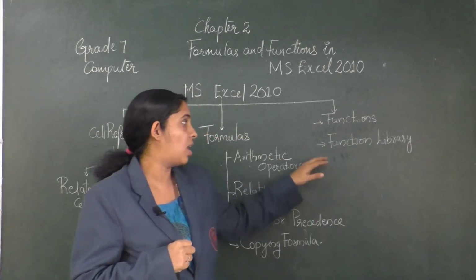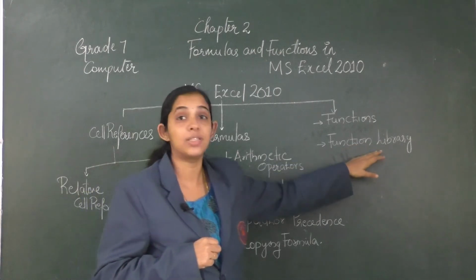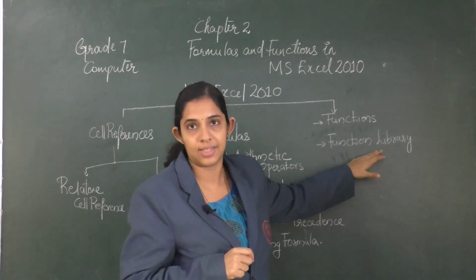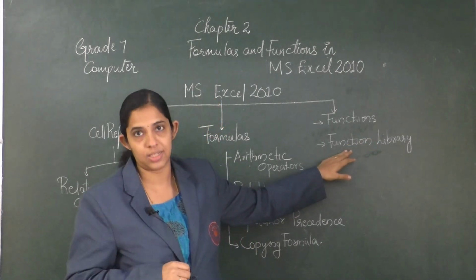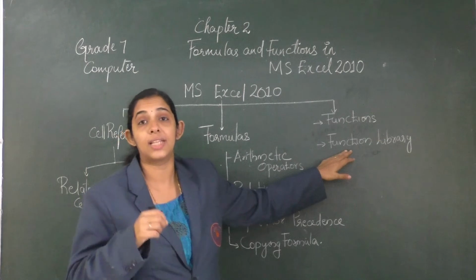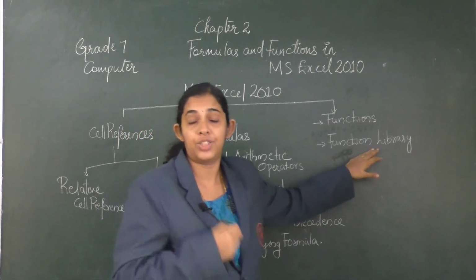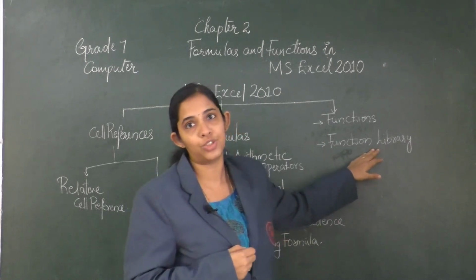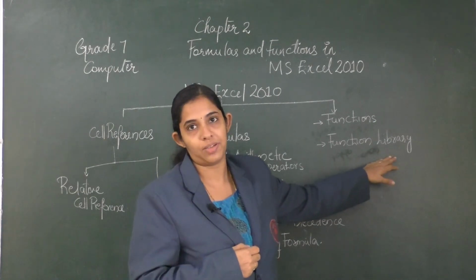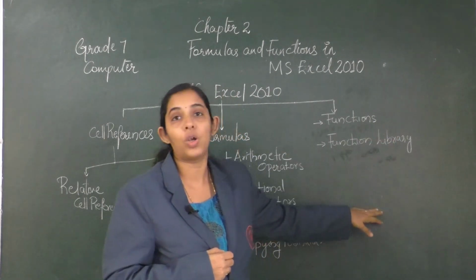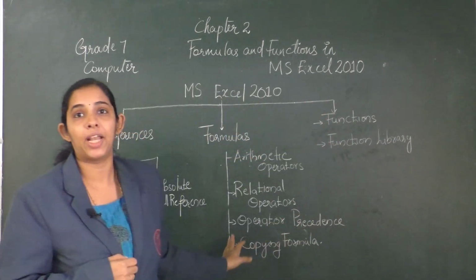And in the last section, we have discussed the function library. The function library you can see on the Formulas tab of MS Excel, where there are a lot of functions belonging to different categories. These categories are financial functions, mathematical and trigonometric functions, logical functions, date and time functions, and text functions. So we have seen all these in detail during our interactive classes. So children, that is what the mind map is all about.